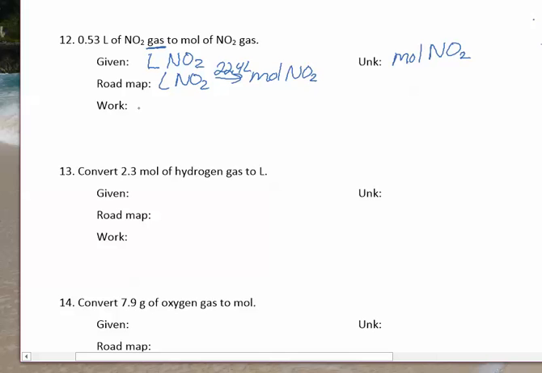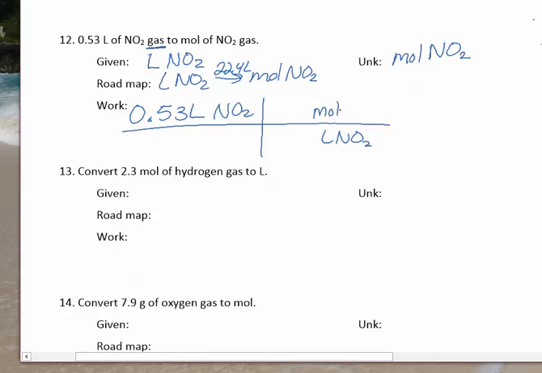So we're going to set this up exactly the same. The nice thing about the mole conversions is we set them up almost identically. So we have liters of NO2. So liters of NO2 are going to go into the denominator. So then in the numerator, we're going to have moles of NO2, which is what the problem is asking for. So 1 mole of NO2 is going to be equal to 22.4 liters of NO2.